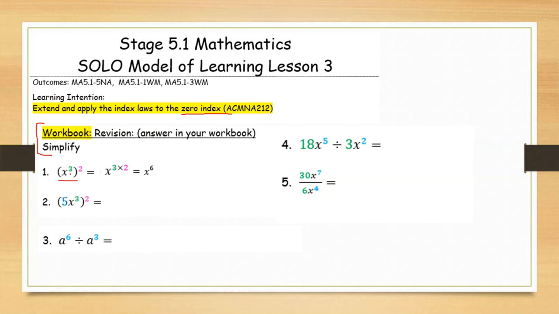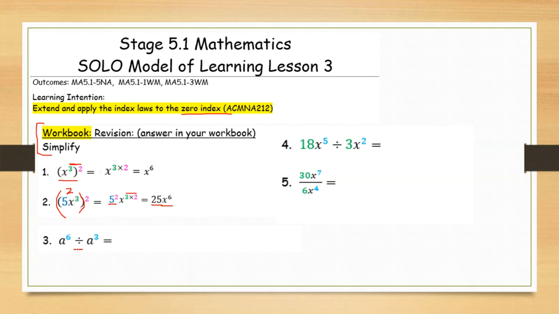For the first one, x cubed squared means we've got x cubed times x cubed, which is x to the power of 6. The shortcut is we multiply indices, so 3 twos are 6. The next one, we're squaring again. Everything inside the brackets needs to get squared. So 5 gets squared and x cubed gets squared. So 5 squared is 25. And again, we multiply the indices. So we get 25x^6, x to the power of 6.